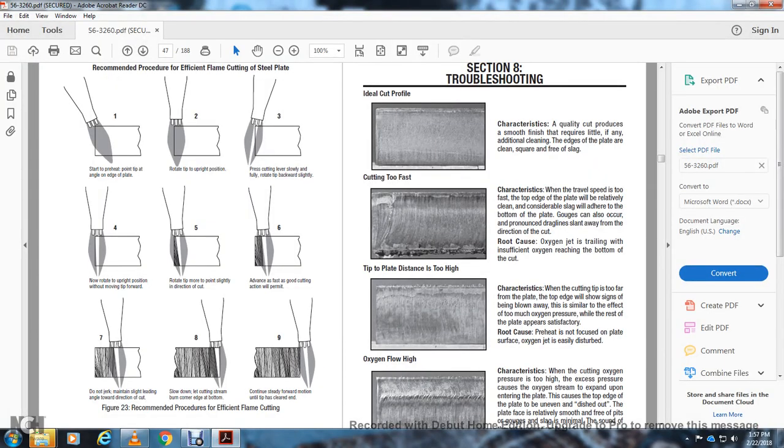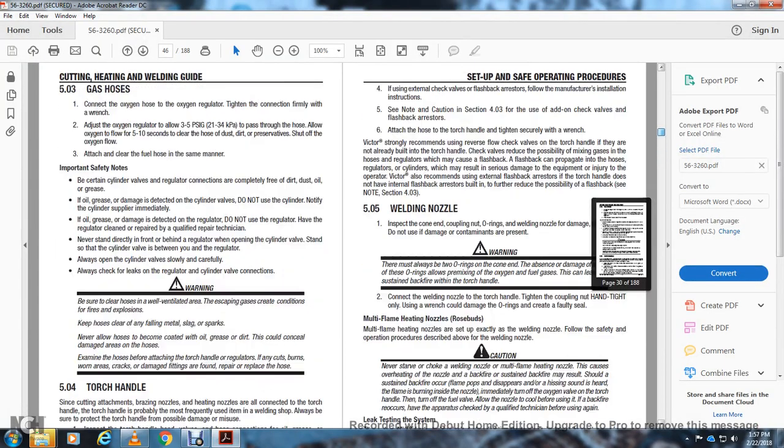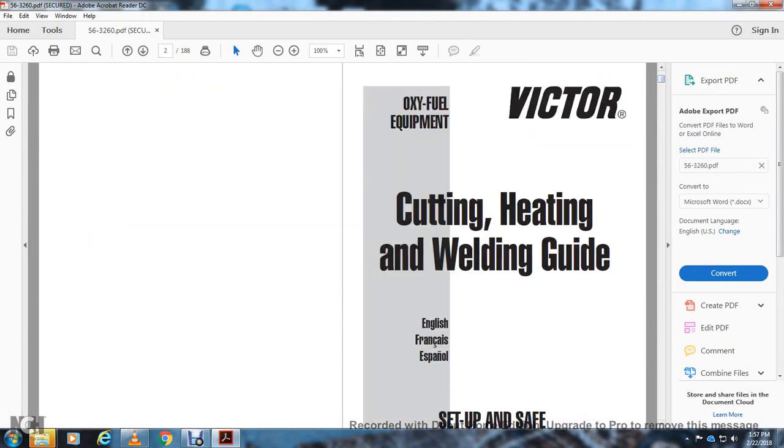Alright, Section 8, Troubleshooting. Victor Cutting, Heating, and Welding Guide.